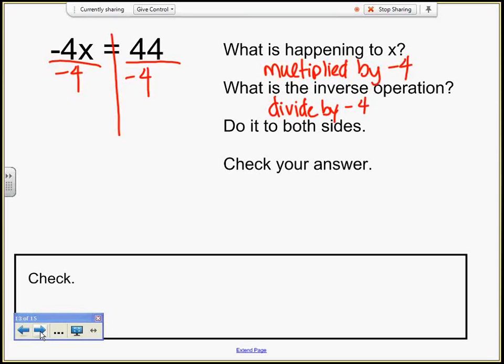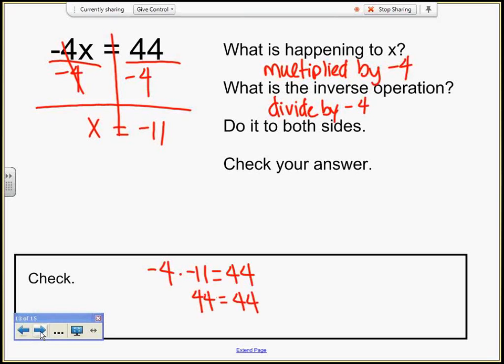And let me see, what's my new thing? I end up with, my negative 4s divide out, and I end up with x is equal to negative 11. Let me check my answer. That seems kind of hokey there. Let's see. Negative 4 times negative 11 is 44. Does 44 equal 44? Oh, yes, it does. So my answer is x is equal to negative 11.